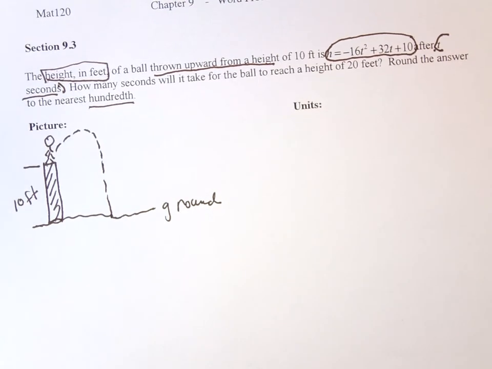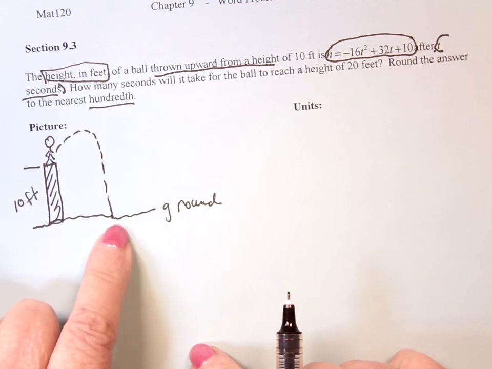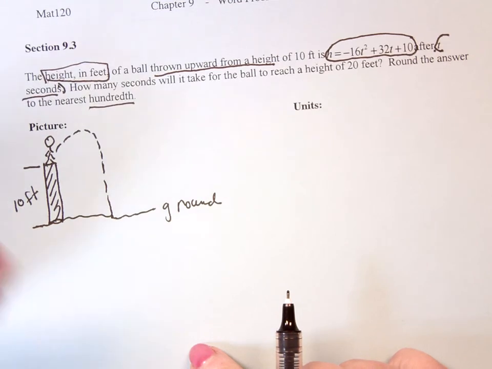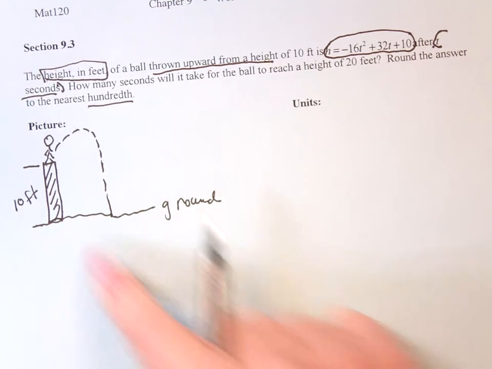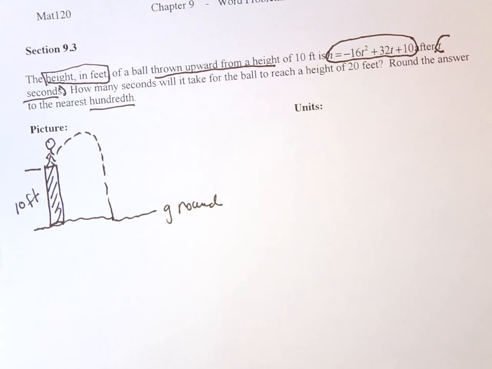Now, with a problem like this, you can ask a lot of questions. You can say, what is the maximum height of the ball? When does the ball hit the ground? And they're asking us, the next question is, how long will it take the ball to reach 20 feet? So in other words, that's a path along the way. It starts out at 10, goes upward, at some point in time reaches 20 feet, and then comes back down.